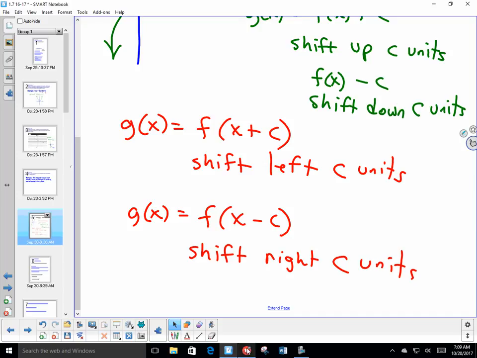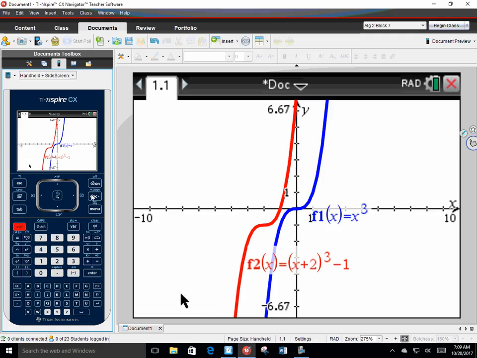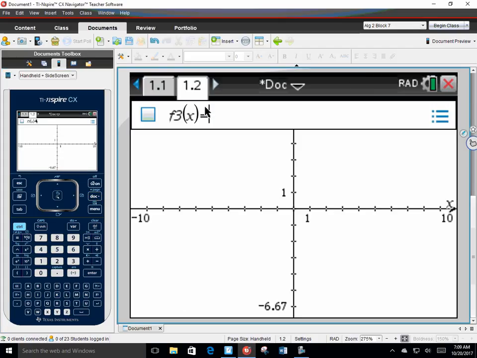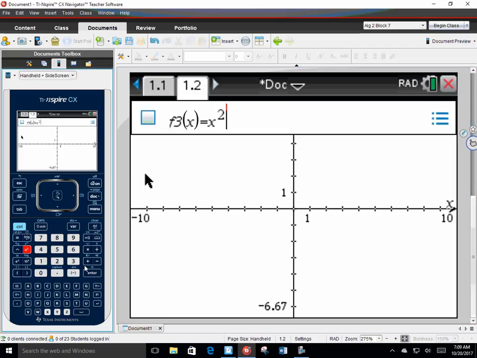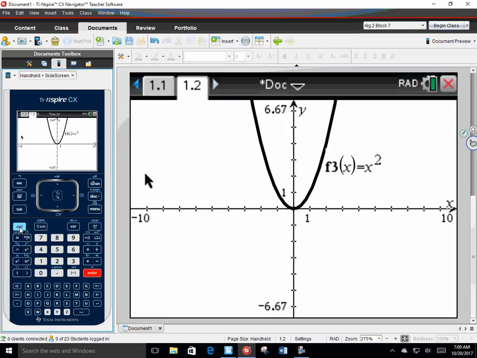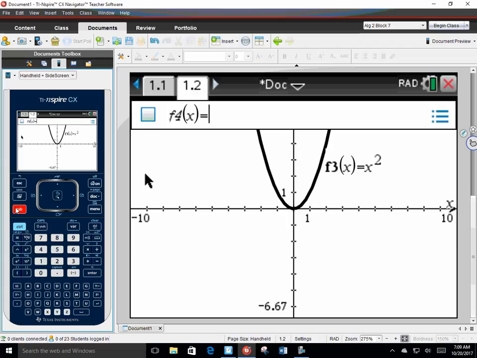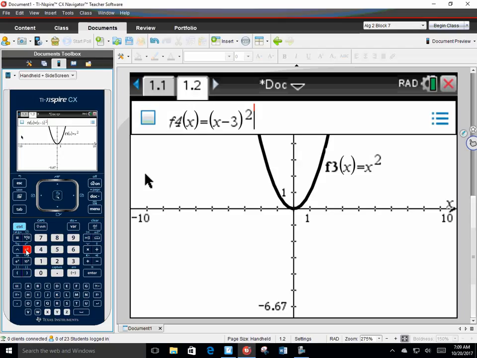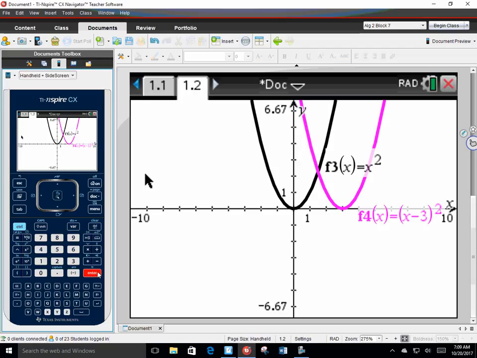All right, let's experiment with this a little bit. Let's go back to our calculators. I'm going to add a new page to our document. Let's play around with a different function. Let's say we're going to do x squared as our parent function. And let's say this time we want to shift it to the right by 3 units. Well, I can push tab, and shifting to the right means I need to do x minus 3. That's going to shift it to the right, I hope. And then squared. Sure enough, x minus 3 squared shifts it to the right.